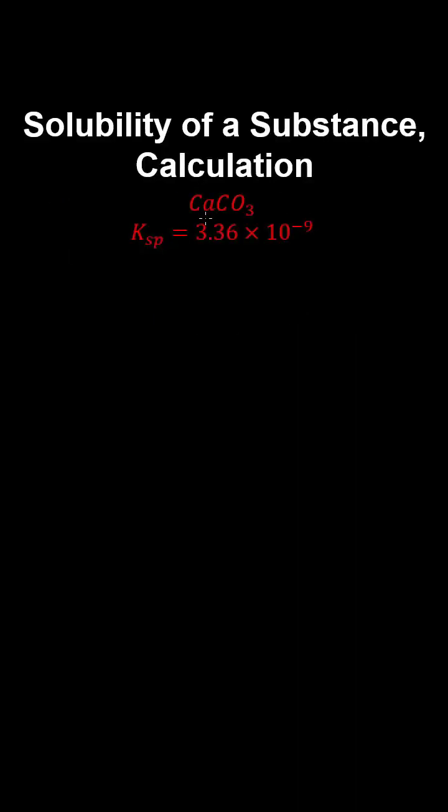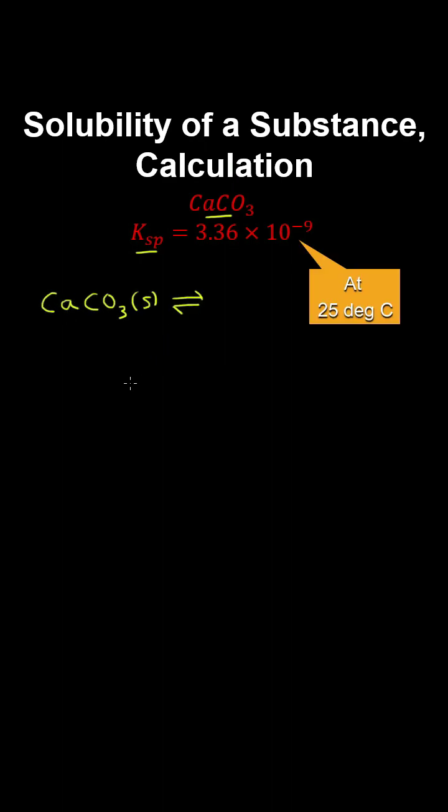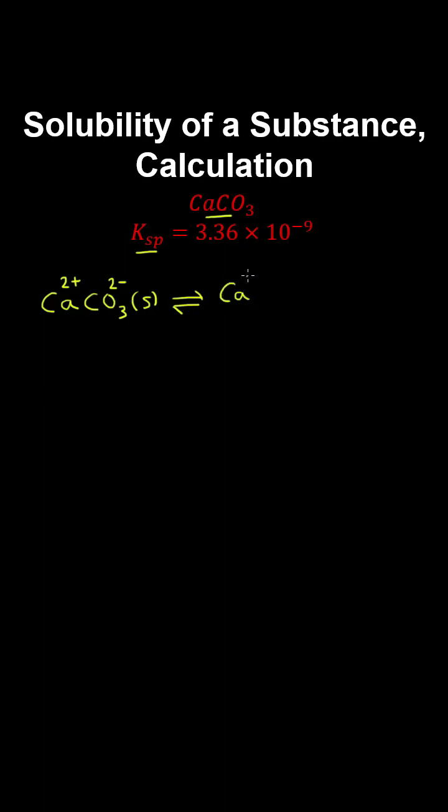To determine the solubility of a substance using the solubility product, we first write the equilibrium equation using the charges in the ionic solid. So we know that calcium is in group 2, then carbonate must have a 2- charge to get an electrically neutral ionic solid. And therefore this salt dissociates into calcium and carbonate ions. And now we can write the solubility product, which is a product of the molar concentrations of the dissociated ions raised to their stoichiometric coefficients.